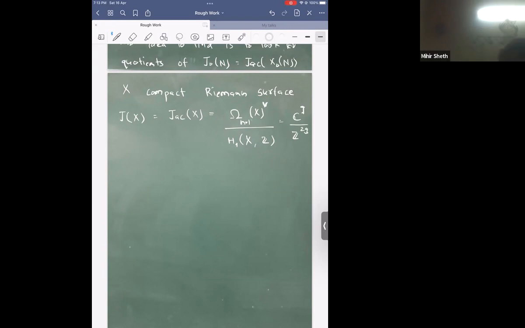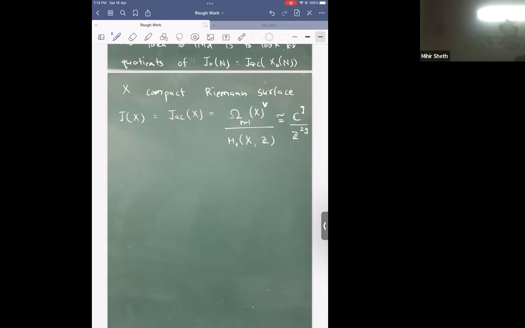D-dimensional complex torus. As an abelian group, this is isomorphic to C^g modulo Z^(2g), where g is the genus of X. And this gives the complex structure. So the Jacobian of X is also a complex manifold. And moreover, this Jacobian of X is actually a projective variety.